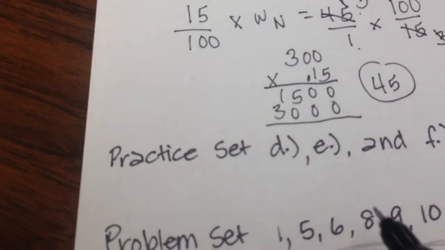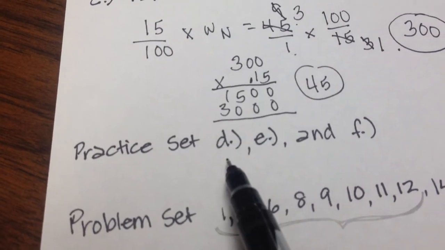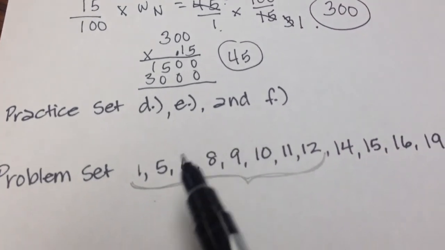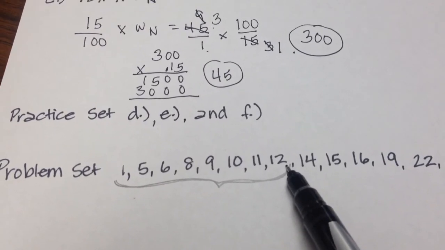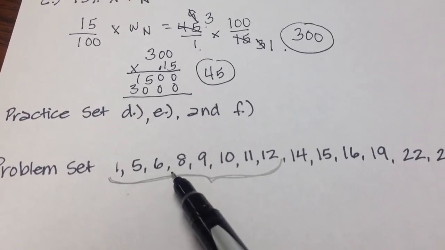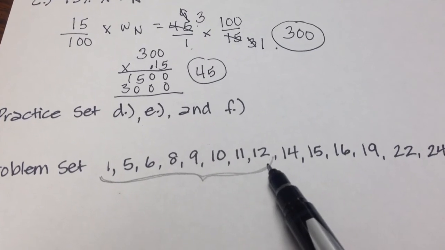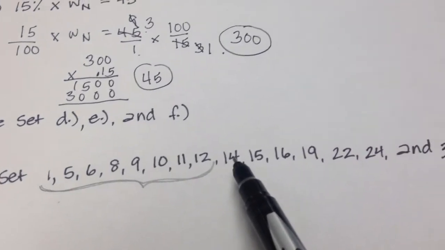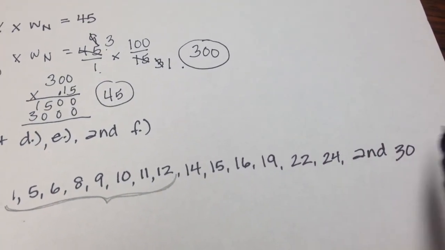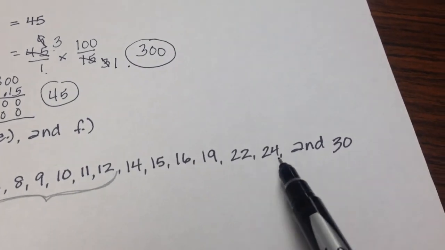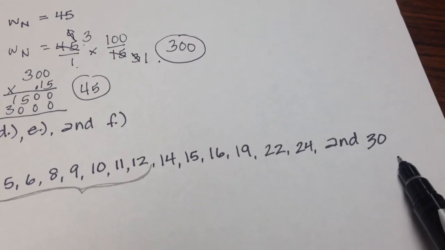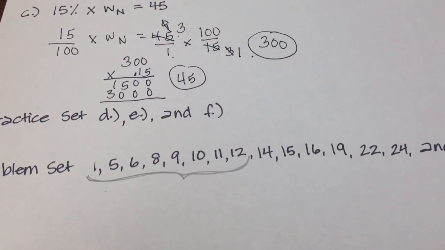All right, for the practice set, I want you to do D, E, and F. Then I want you to do all these problems, but I want at least through 12 done before class. We got 1, 5, 6, 8, 9, 10, 11, 12. I want those done. At least, if not all of them. 14, 15, 16, 19, 22, 24, and 30. All right, that's what I want done.